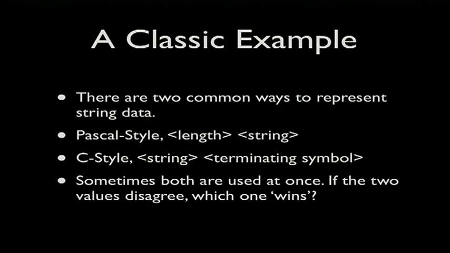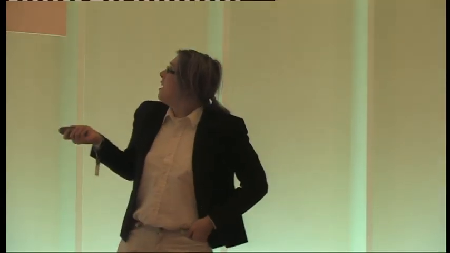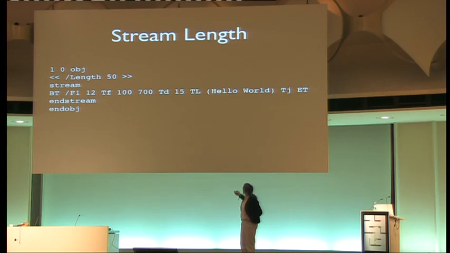There are usually two common ways of representing string data. You either have a beginning symbol, then a stream of symbols, and then an ending symbol, and if you know where the beginning is, you can leave the first one off. Or you have a count of symbols, and then the symbols. That's Pascal style versus C style. PDF streams use both simultaneously. And if they don't agree, there's nothing in the spec as to which one you should trust or which one wins.